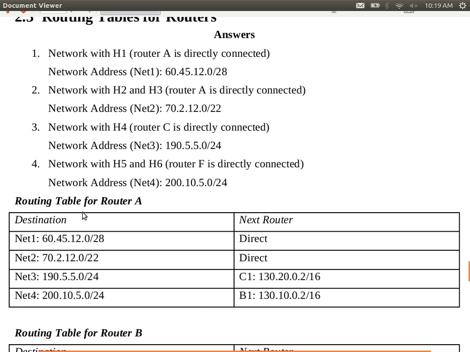Exam in 2 weeks, less than 2 weeks. Always questions about filling the routing table for a network. Any questions for today on how you would create the routing table for B?